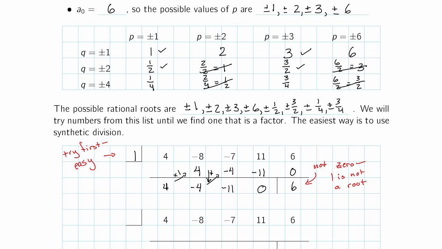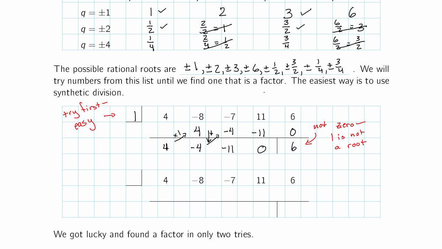Okay. Now I have a choice. I could try 2 next, or I could try -1 next. I'm going to choose to try 2. Let's see how that goes. First I copy the 4, and then I multiply. 4 times 2 is 8, and then I add. Negative 8 plus 8 is 0. 0 times 2 is 0. Negative 7 plus 0 is negative 7. Negative 7 times 2 is negative 14. 11 plus negative 14 is negative 3. Negative 3 times 2 is negative 6. 6 plus negative 6. Oh, that's 0.